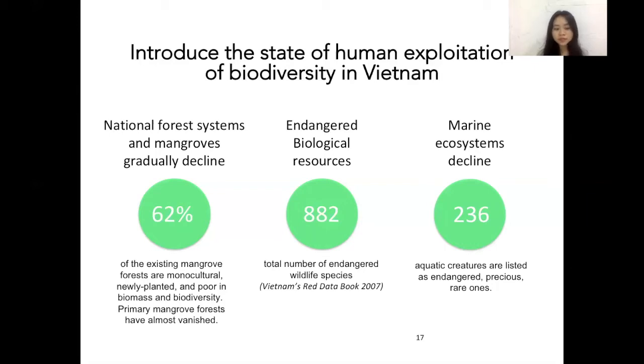Most of the marine ecosystem in Vietnam is degrading seriously due to overexploitation, severe pollution by waste and oil leaking, and sedimentation. The marine environment is seriously polluted by waste from industrial, agricultural, and fishery production and domestic waste. 236 aquatic species are listed as endangered and precious, of which 70 species are listed in Vietnam's Red Data Book. But still, many of them are targeted for exploitation.